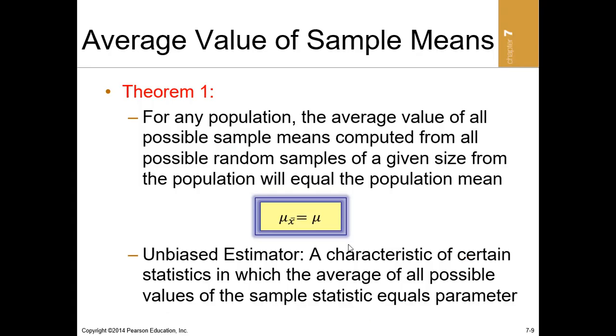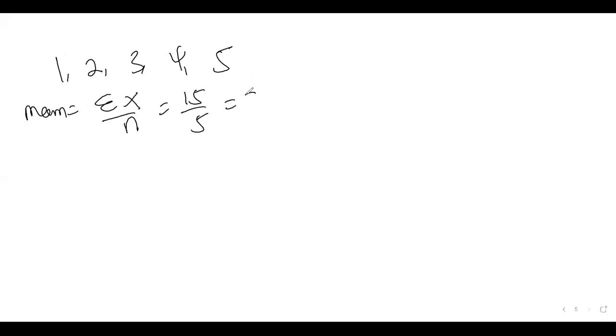So let's use figures to illustrate this. Let's say we have the figures 1, 2, 3, 4, and 5. Remember, this is the entire population. So the mean is sigma x over n, which is 15 over 5, which is 3. So the population mean is 3. Now, the theory says that if I choose a sample size of 2 and compute the mean of all possible samples of size 2, and find the average of all those sample means, I'm supposed to get the population mean of 3.